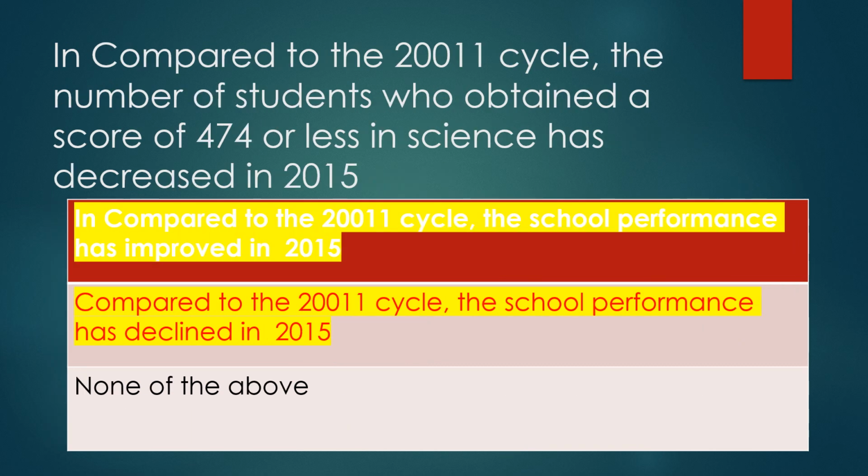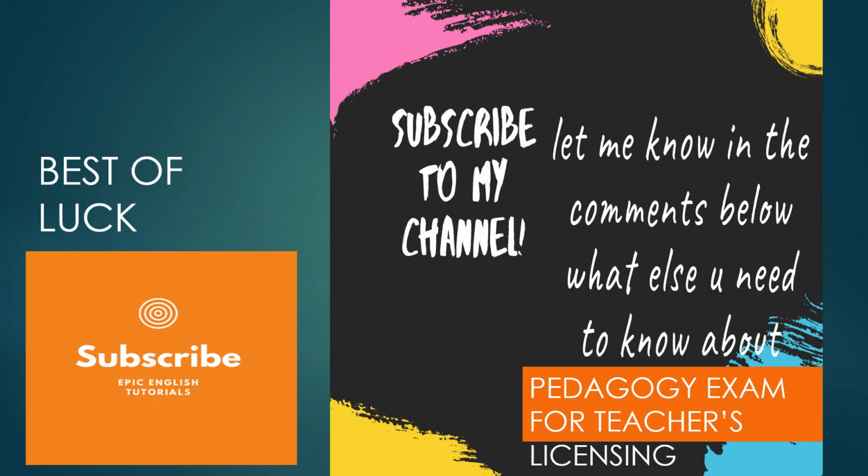Let's look at the next question. In compared to 2011 cycle, the number of students who obtained a score of 474 or less in science has decreased in 2015. This is just rote learning, as I told in my very first video about pedagogy exam, that you have to rote learn everything and you have to recall the memory, you have to learn the scores of the PISA test, TIMSS and PIRLS test, and then answer accordingly. So this is your right option. I hope you are already done with your learning part, with your memorization part. So you recall your memory and try to single out the right option.